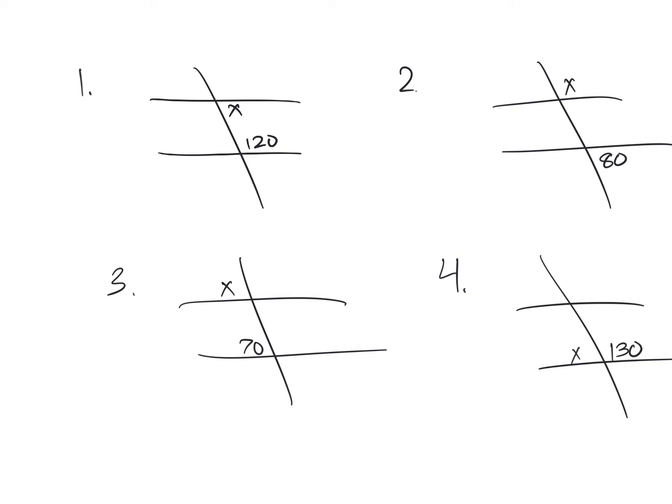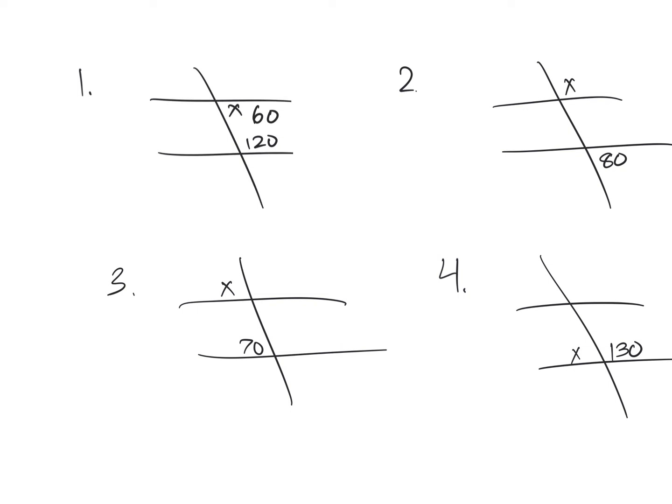Solve all those, please. Number 1, they're on the same side of the transversal, so it's either consecutive or corresponding. One's obtuse and one's acute, so obviously that means consecutive. So they have to add up to 180. So that means x is 60.